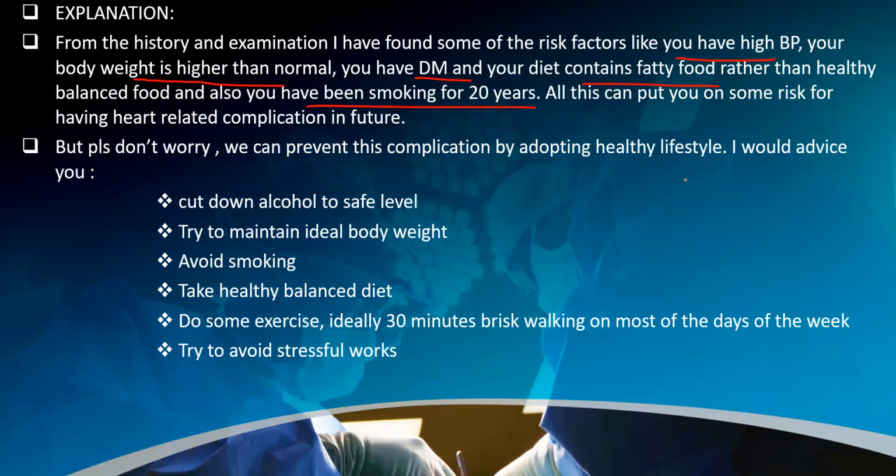Please don't worry. We still have a lot of time to act on this. And by adopting a very healthy lifestyle, we can prevent this complication in the near future. So the first thing that I would advise is to cut down your alcohol to a safe level. Please try to maintain an ideal body weight. Please try to stop smoking. Take a healthy, balanced diet. And please try to do some exercise, at least 30 minutes of brisk walking most days of the week.